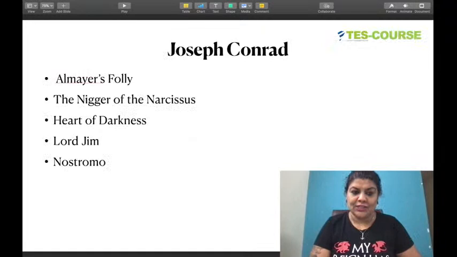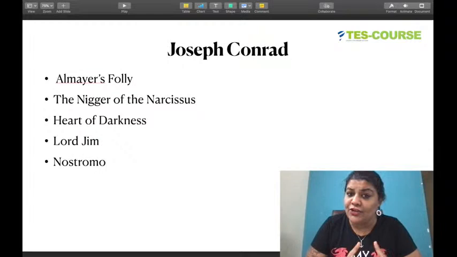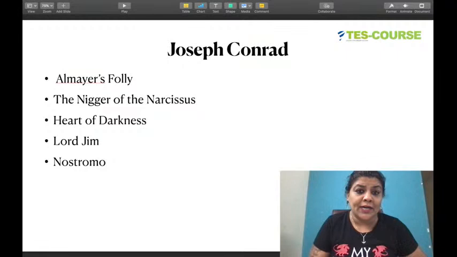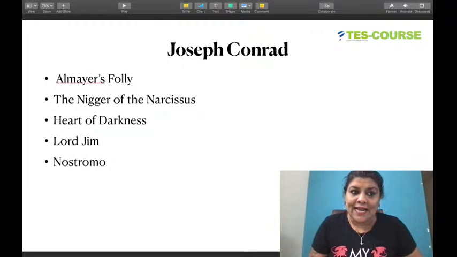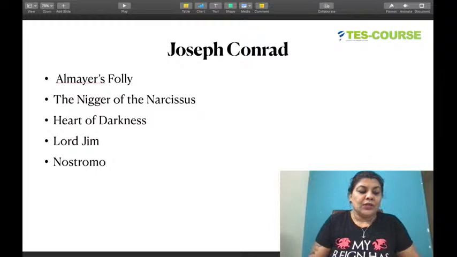20th century authors. Do you know Joseph Conrad is an Edwardian realist? Joseph Conrad started writing in the Edwardian period along with other Edwardians like Rudyard Kipling, H.G. Wells, John Galsworthy, Arnold Bennett. I did not write everybody's names because I thought we will just cover like this. Let us cover each of these authors one by one.